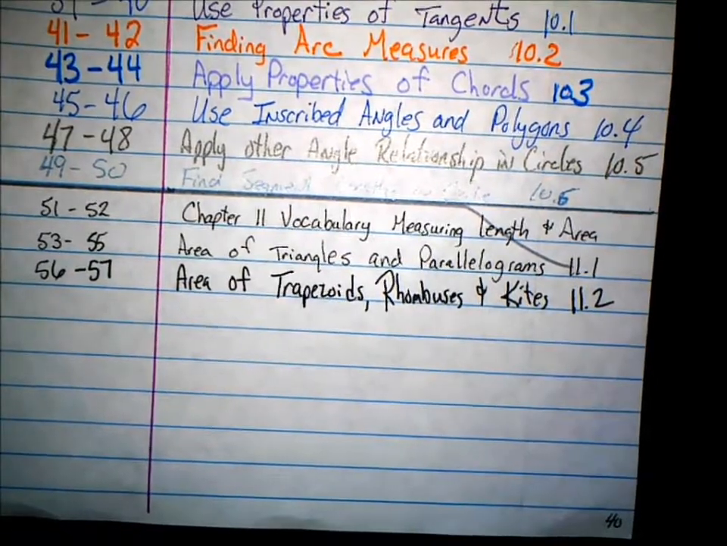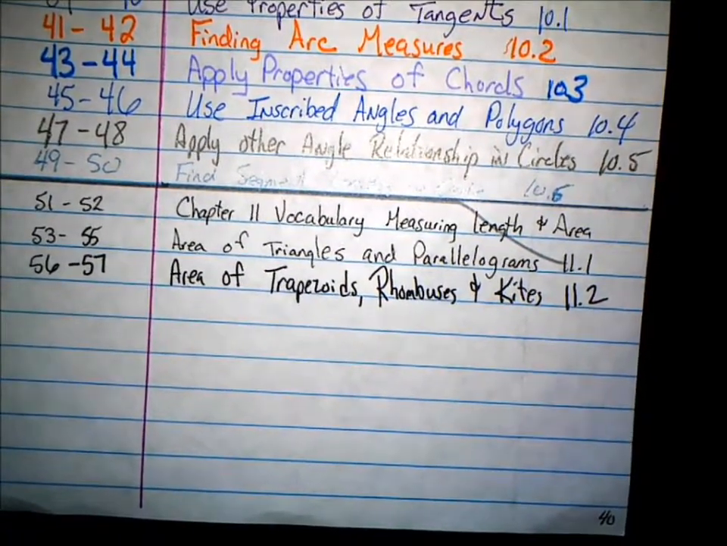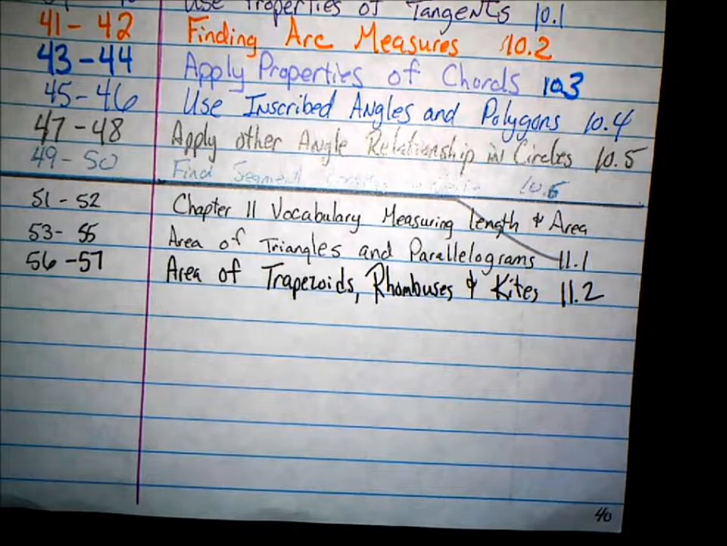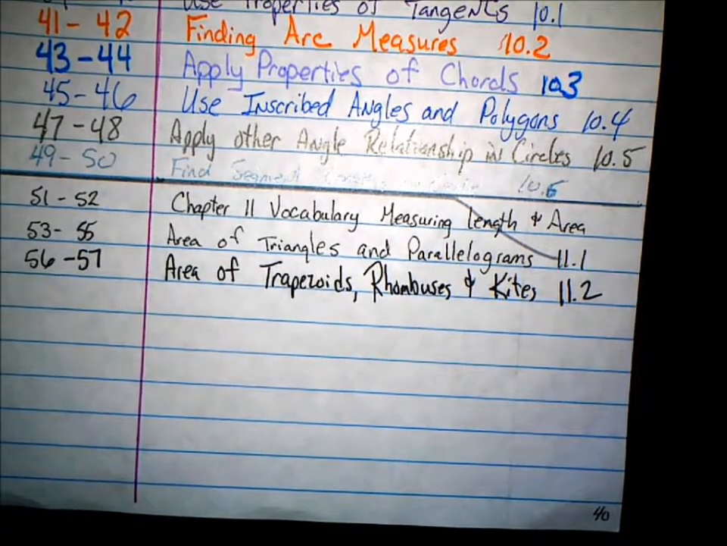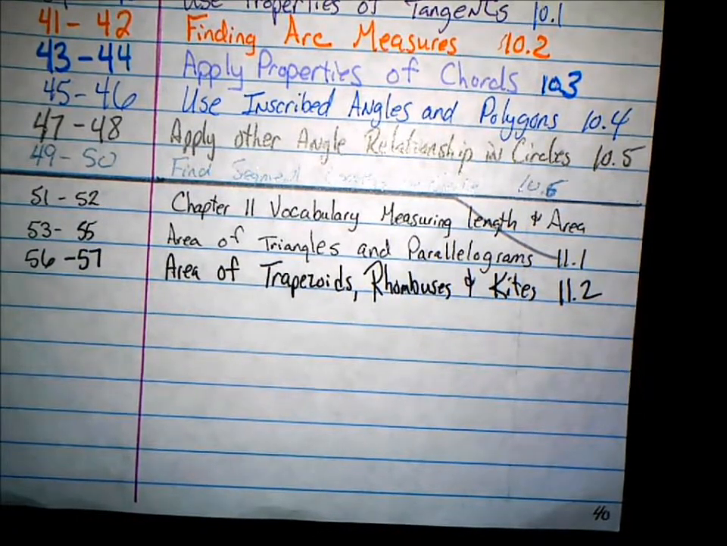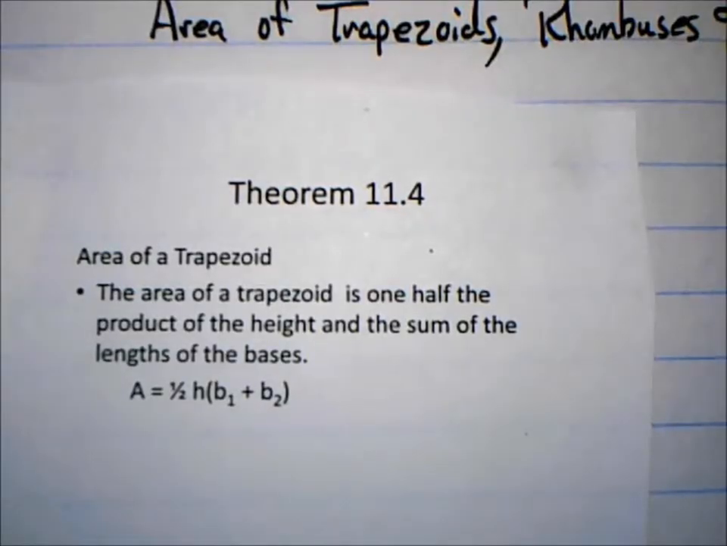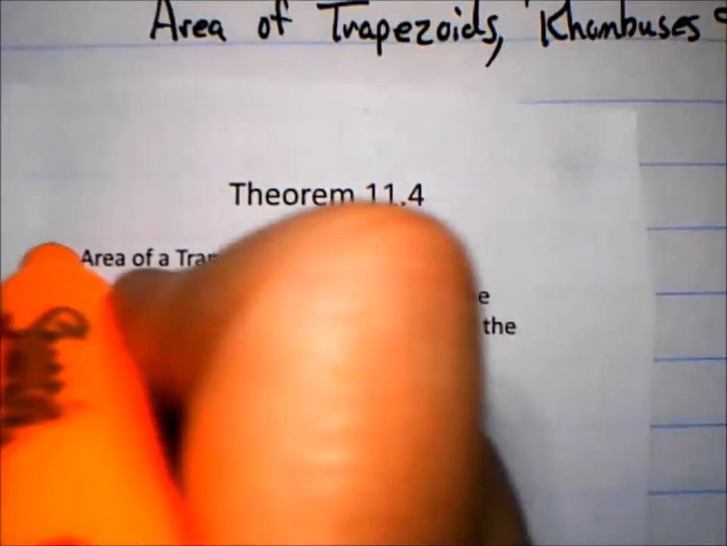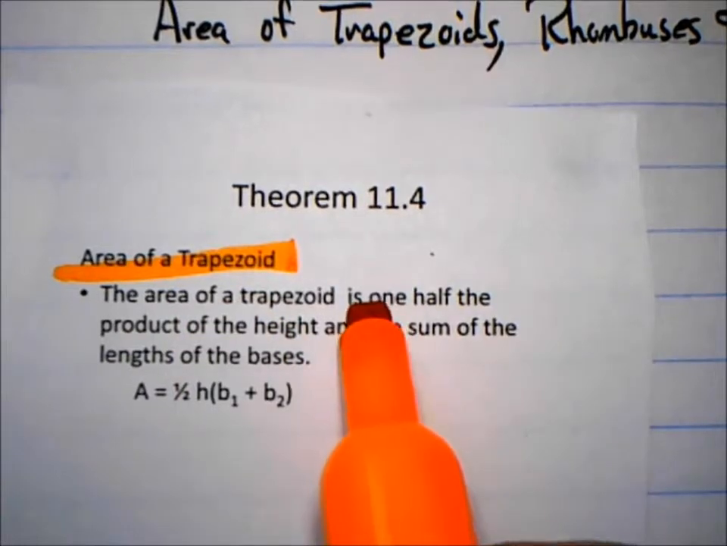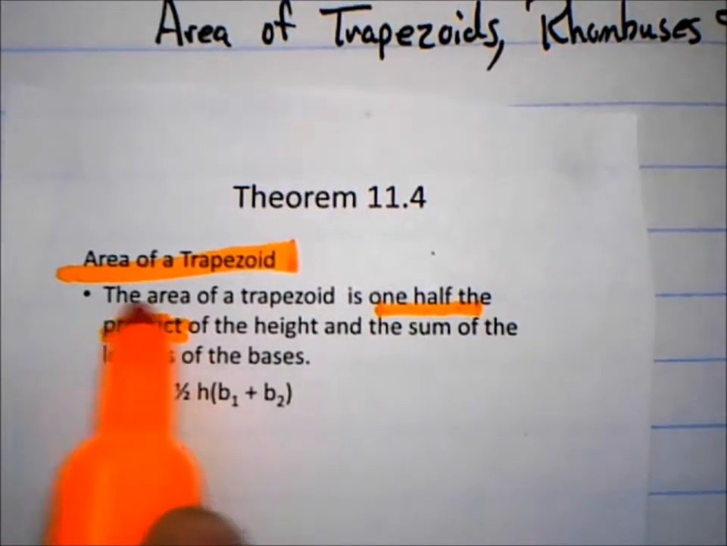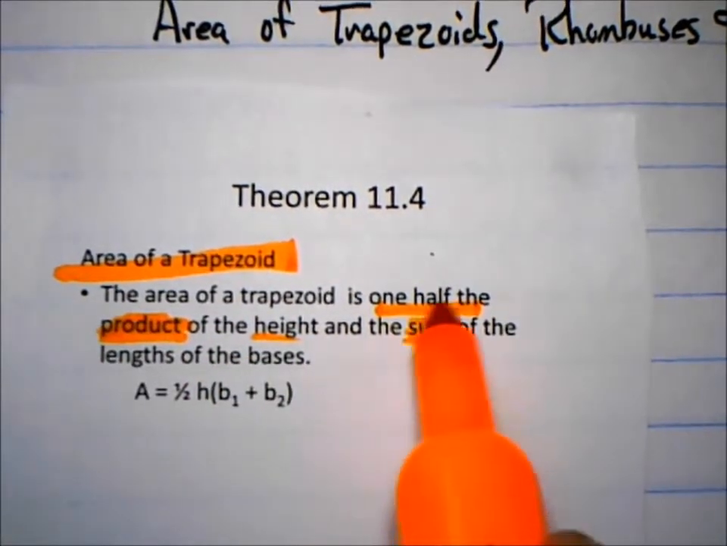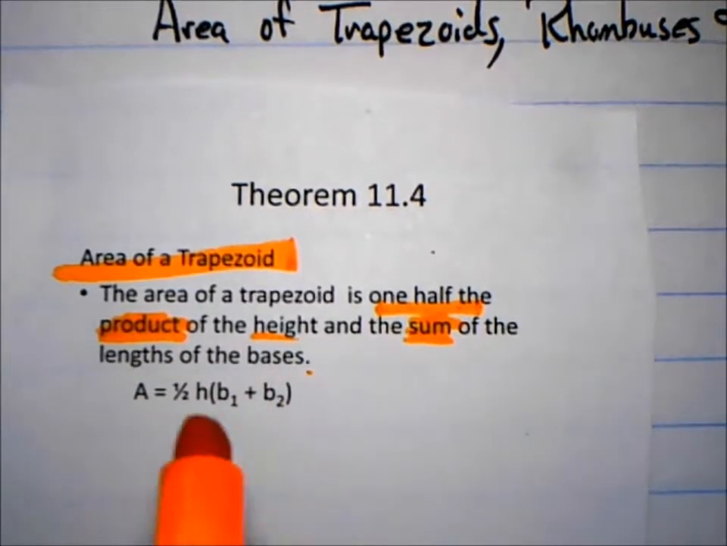Notes number 2 for chapter 11, area of trapezoids, rhombuses, and kites, pages 56 through 57. Okay, the first theorem, 11.4, is the area of a trapezoid. The area of a trapezoid is half the product of the height and the sum of the lengths of the bases.